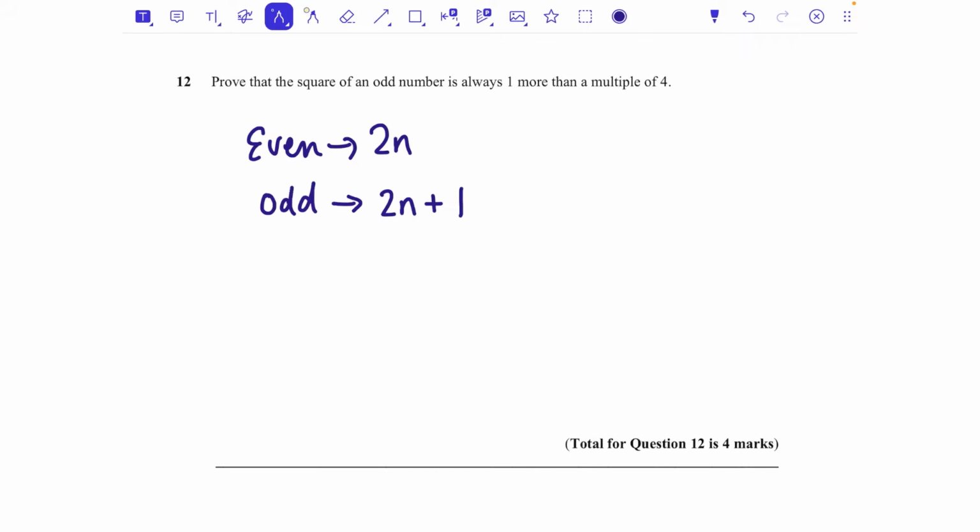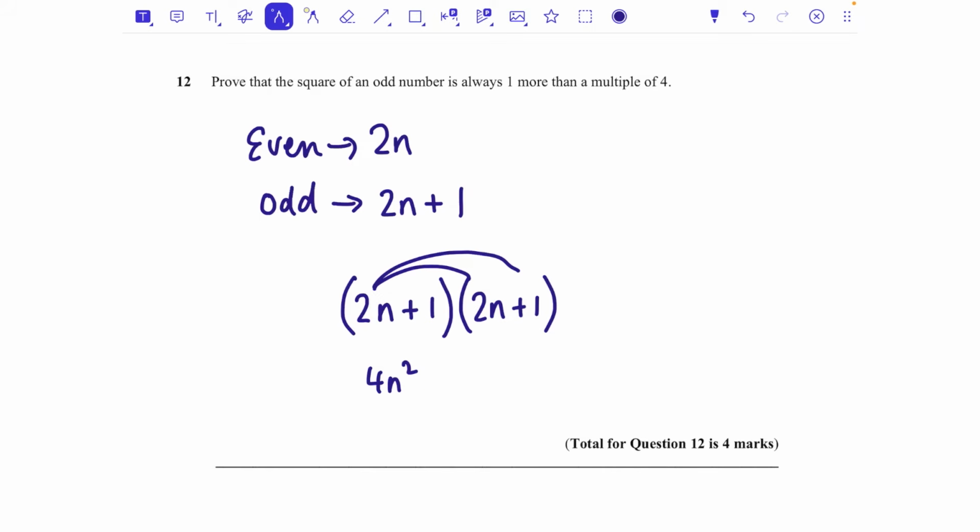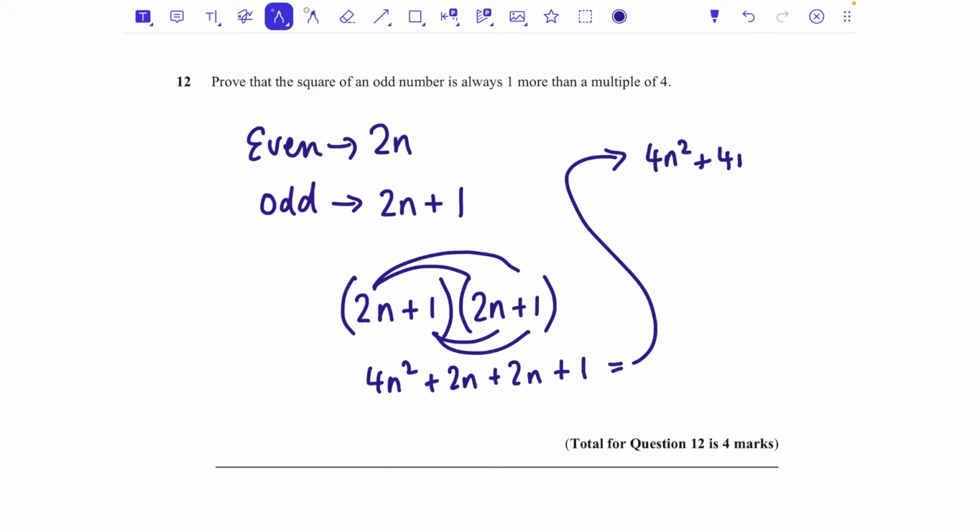Prove that the square of an odd number, so we need to square that number, is always one more than a multiple of 4. Let's see what we get when we square that. Remember, if you're squaring a bracket, you're writing it out twice. So 2n add 1 squared is 2n add 1 times another 2n add 1. And that is 4n squared, add 2n, add 2n, add 1. So that becomes 4n squared add 4n add 1.